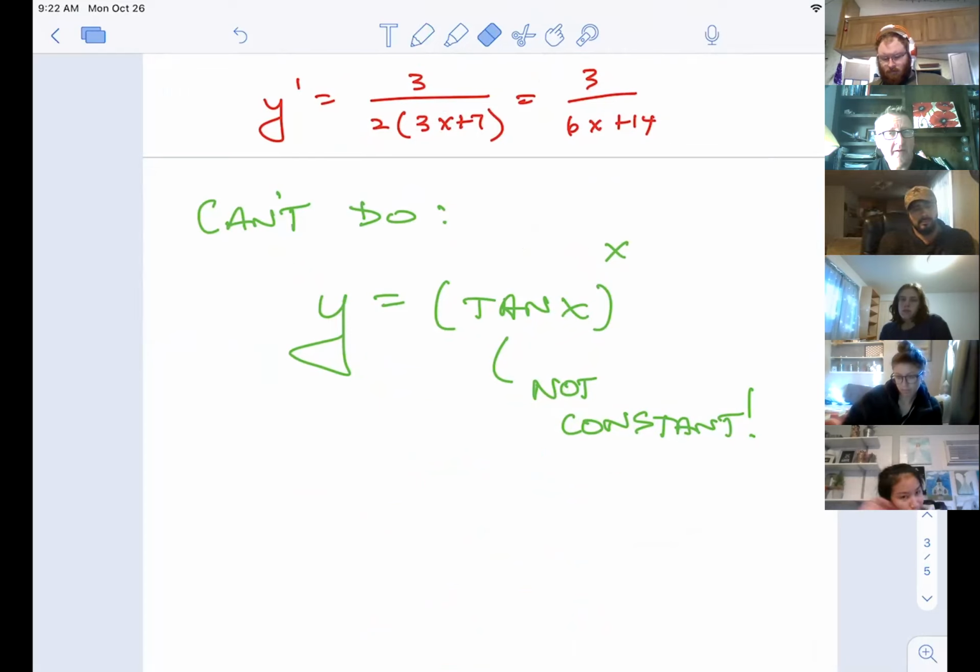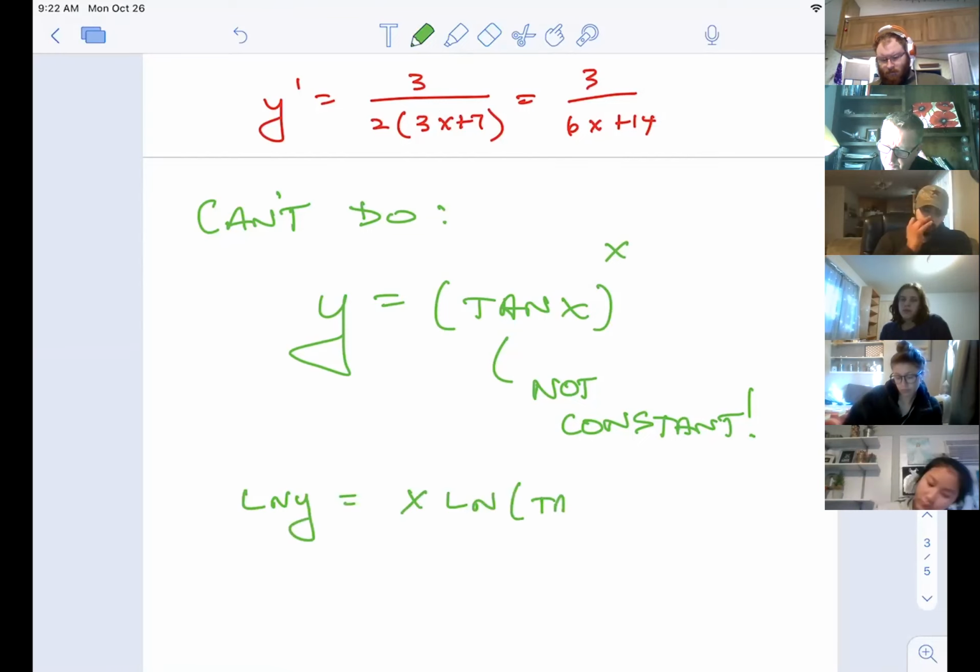So when we get together tomorrow, the first thing I'll do, if I remember, is take the natural log of both sides of that so that the x can come down front. And then I will have the natural log of y on this side, and I'll have x times the natural log of the tangent of x on this side. And now it's like, oh yeah, x times junk. Hey, that's product rule. You can do that right now, if you understand what I just said.